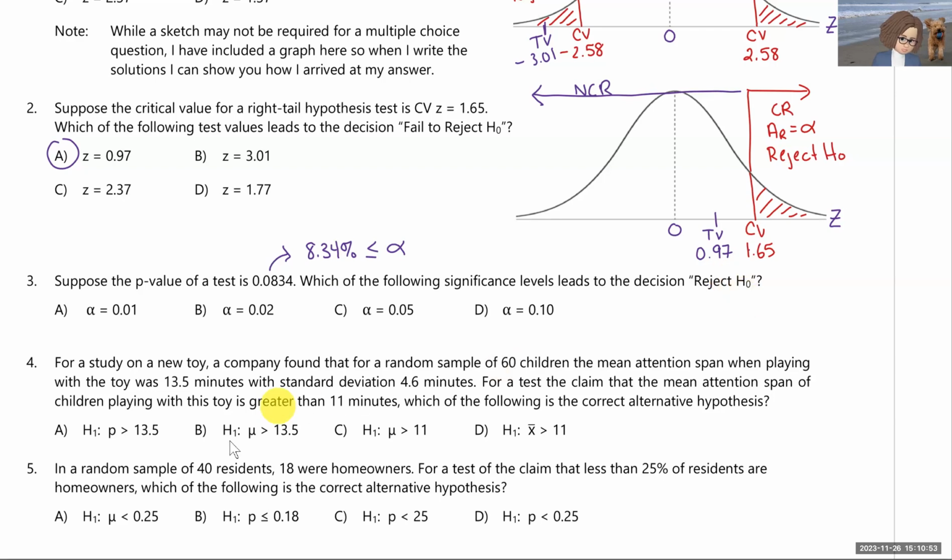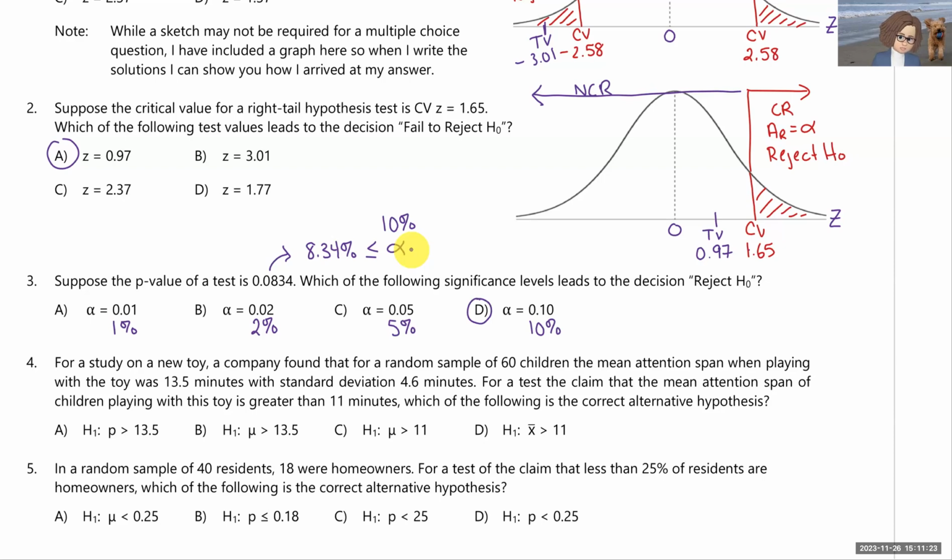All right, so I'm again just going to write percent. So 8% is not less than 1%. 8% is not less than 2%. 8% is not less than 5%, but 8% will be less than 10%. So our p-value is lower than our alpha only for this choice of alpha.